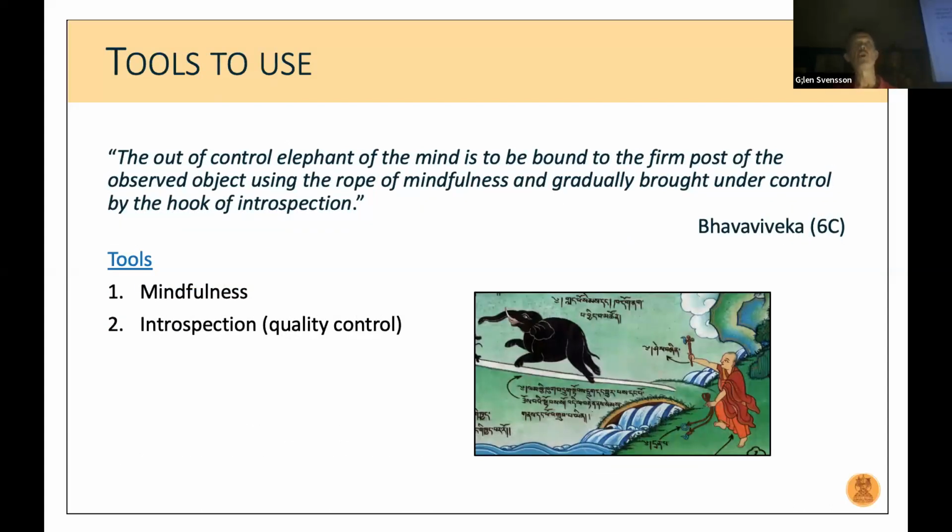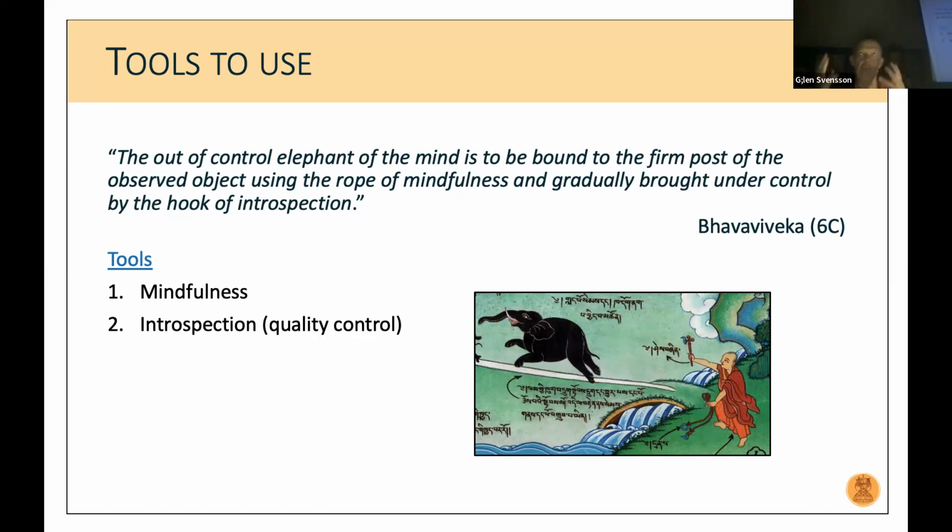Next topic now is, what tools do we use in this practice? And here we can talk about two tools using this analogy of the elephant. So here we quote a great 6th century Indian master called Bhavaviveka. And he says, the out of control elephant of the mind is to be bound to the firm post of the observed object using the rope of mindfulness, and gradually brought under control by the hook of introspection. So we have two tools we use here: mindfulness and introspection.